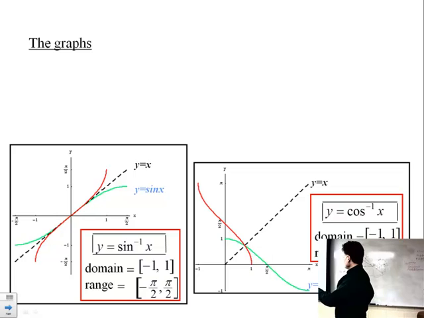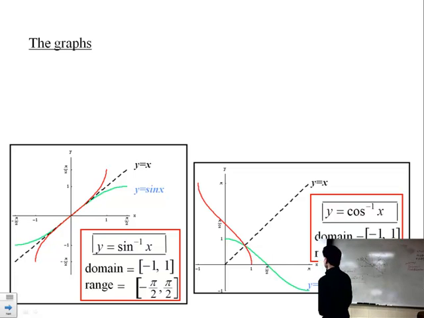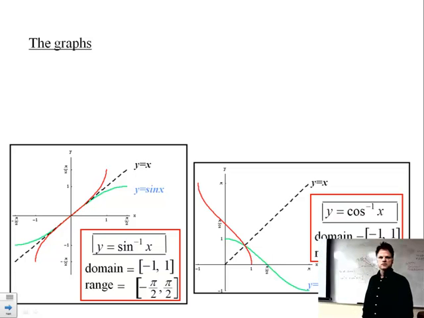Now we do the same for cosine. So now the green line is y equals cosine x, restricted to 0 to pi. We flip that across the line y equals x, and we get this red line, which is now decreasing. This is increasing. This is decreasing. Its domain, again, is -1 to 1, and it decreases from pi to 0. So its range is the interval 0 to pi. So that's what the cosine looks like.